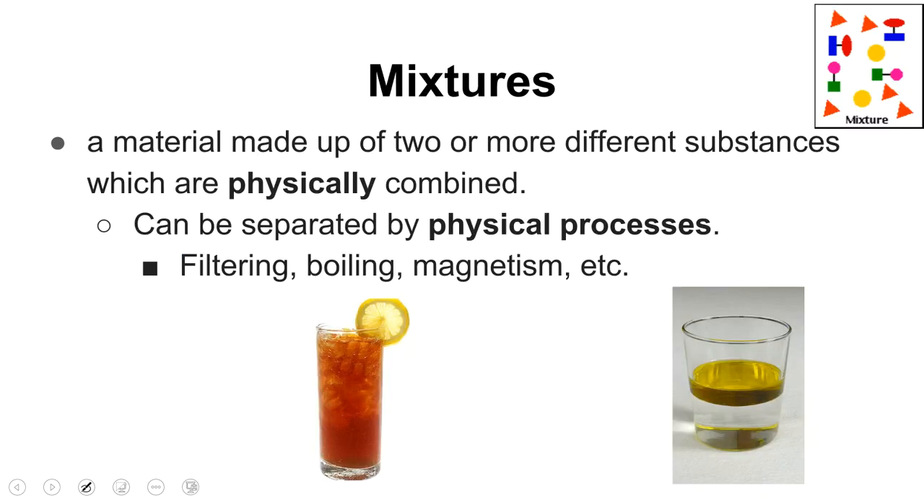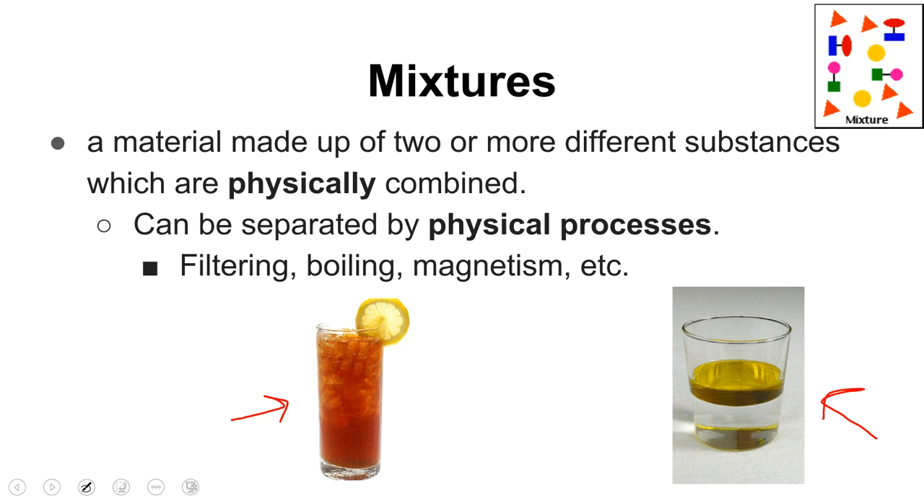Now, lastly, we have mixtures. We've seen mixtures before. Maybe when you're making tea or coffee, these are mixtures. Mixtures are materials that are made of two or more different substances which are physically combined. So you physically put them together to mix them. We've got tea right here, which is a mixture, and we also have oil on top of water, which is also a mixture because they're two things that are mixed together.